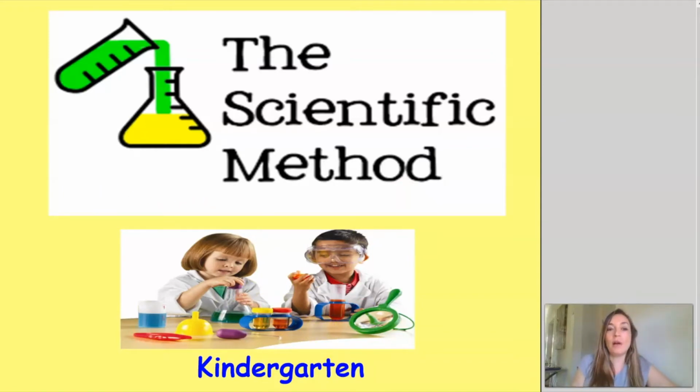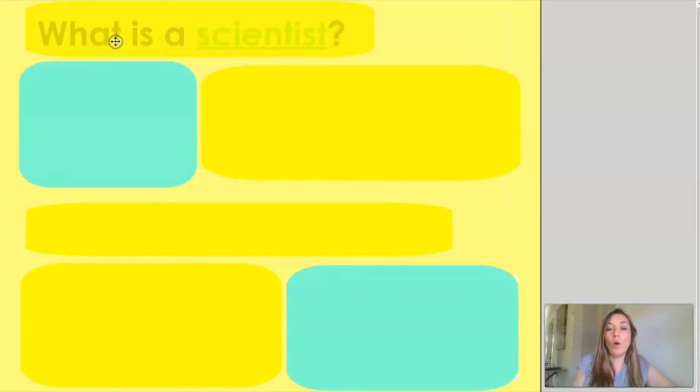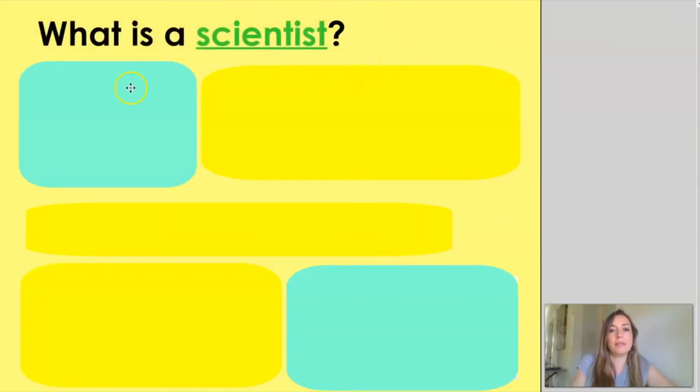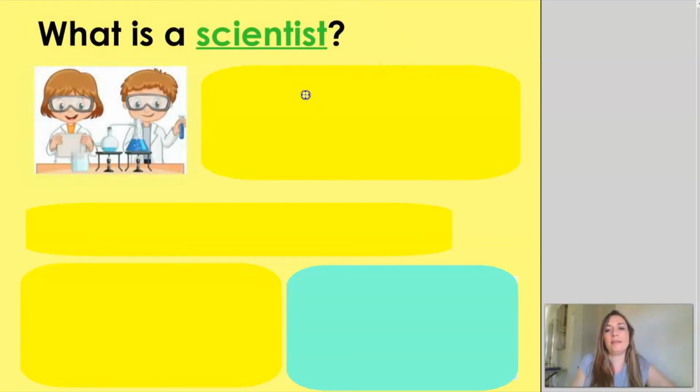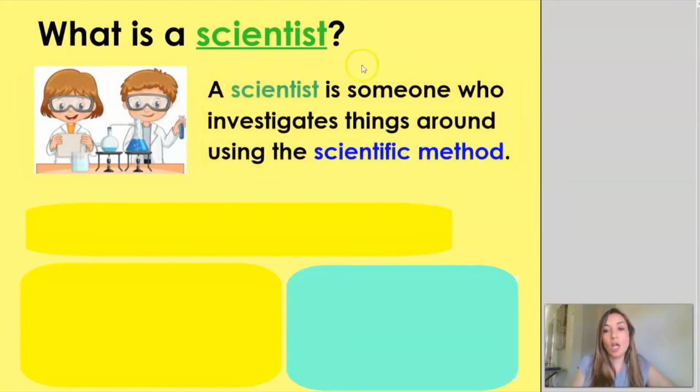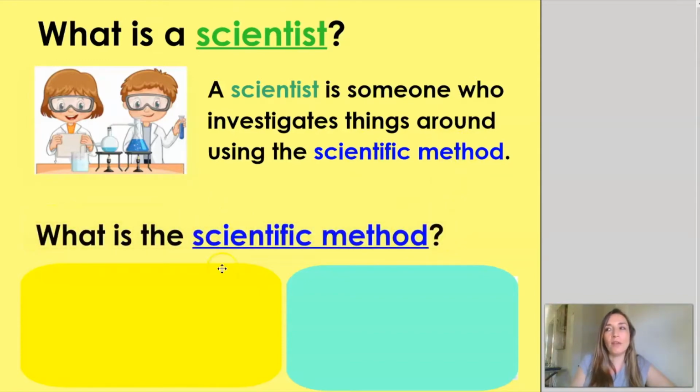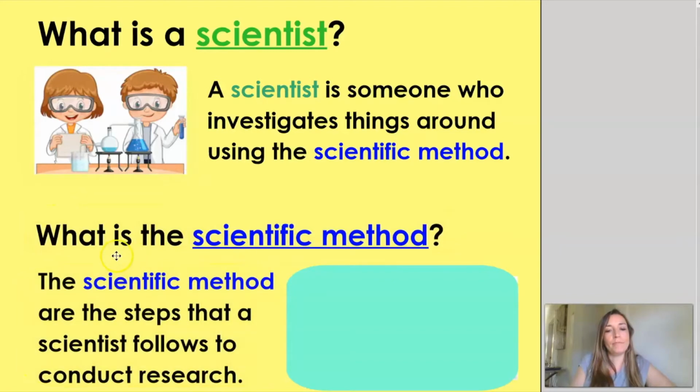First of all, we need to ask ourselves, what is a scientist? A scientist is someone who investigates things around using the scientific method. So scientists use the scientific method to investigate. So let's see what the scientific method is. Let's read. The scientific method is the steps that the scientist follows to conduct research.